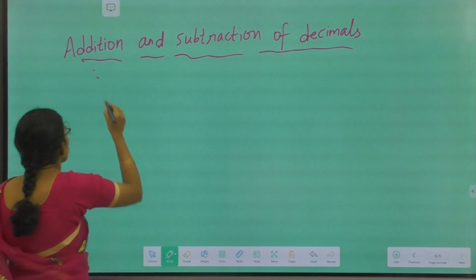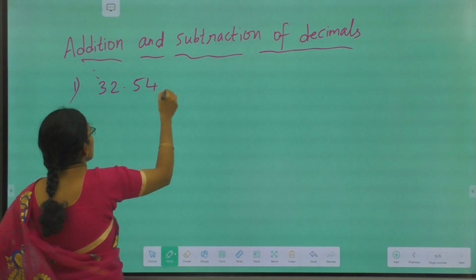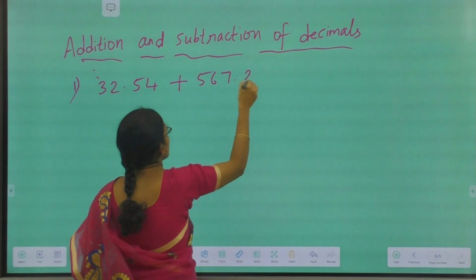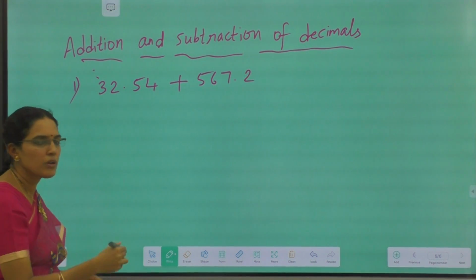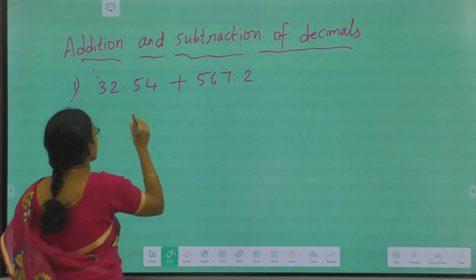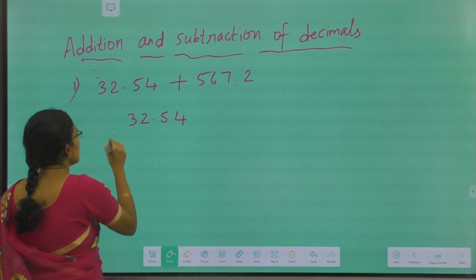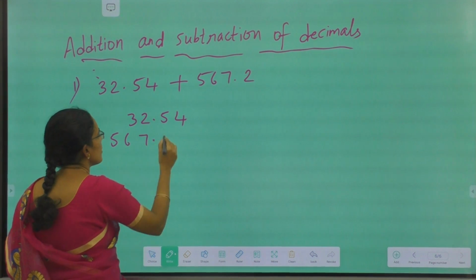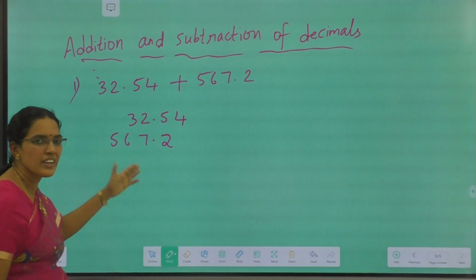For example, 32.54 and 567.2. Suppose you want to add these two decimals. Arrange the decimals one below the other in such a way that decimal point below decimal point should come. That is, 32.54, and after that 567.2, like this, point below point. In this way, first we should arrange the decimals.